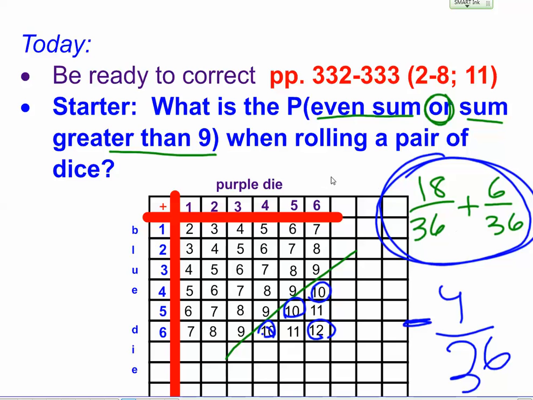And now we have to subtract the overlap. These four numbers are both even and greater than 9. So this is our overlap. We've counted these numbers twice, as part of the 18 and as part of the 6. So we have to subtract 4/36 of the outcomes. So we had 24/36 minus 4/36 is 20/36, and you can simplify to lowest terms by dividing both by 4, and we get 5/9. So the answer to the question was 5/9, and that was our starter.